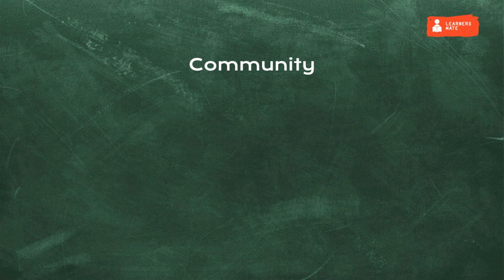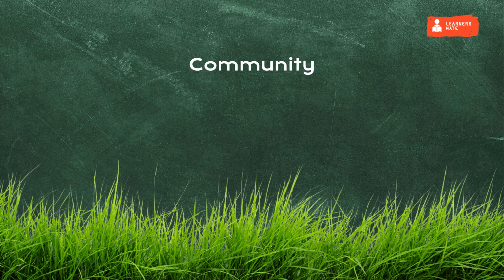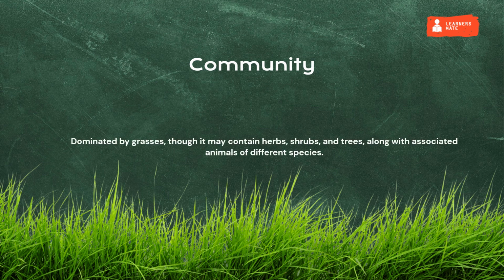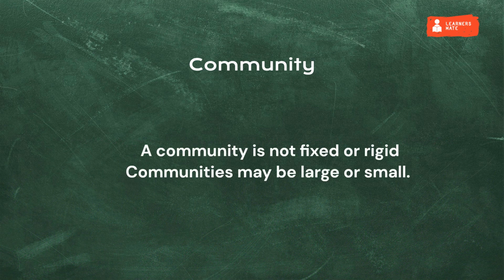Communities in most instances are named after the dominant plant form or species. For example, a grassland community is dominated by grass, though it may contain herbs, shrubs, and trees, along with associated animals of different species. A community is not fixed or rigid. Communities may be large or small.